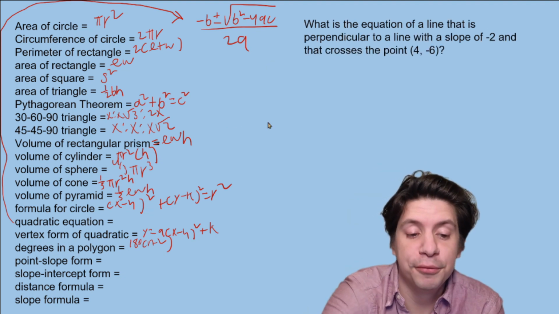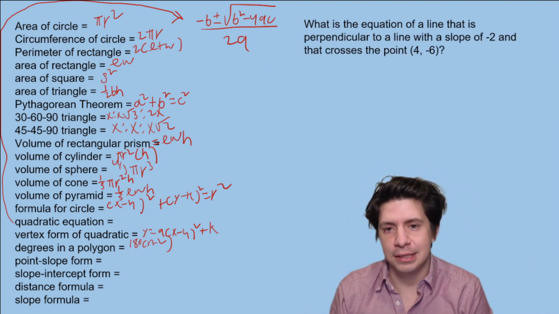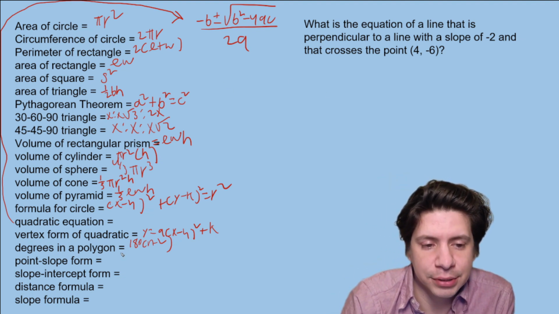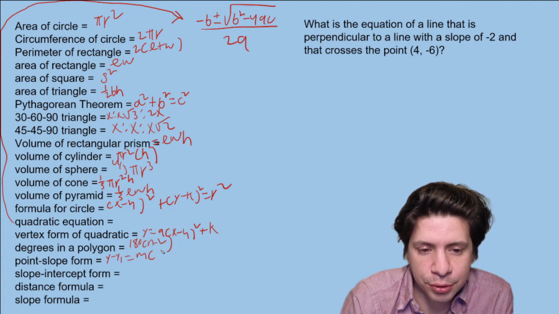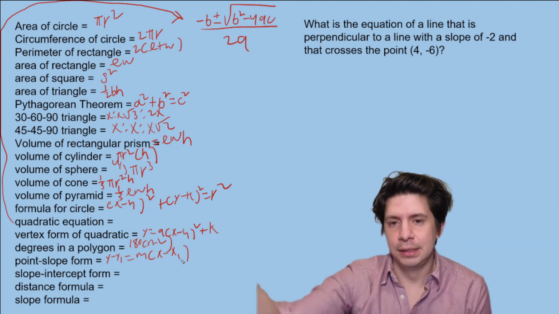Now, point-slope form is a very useful equation that's often underused in schools, but the SAT does want you to use it. And point-slope form is like this. It's going to be y minus y1 equals m, which is slope, parentheses x minus x1. So x1 and y1 are our points.